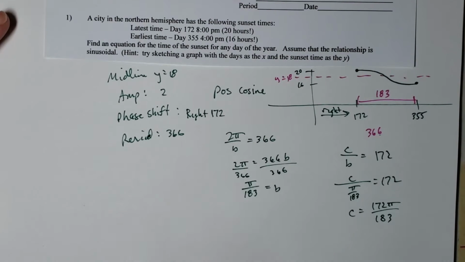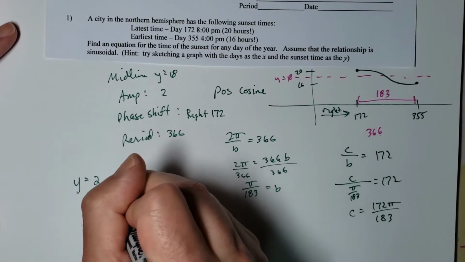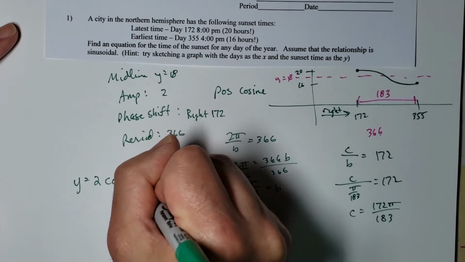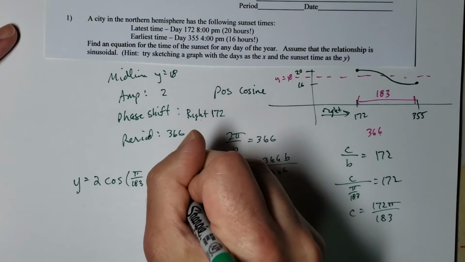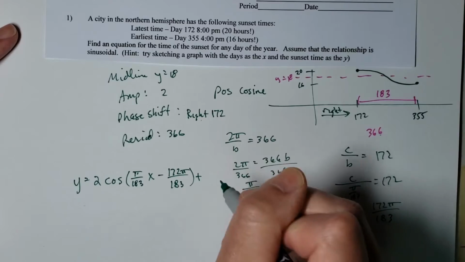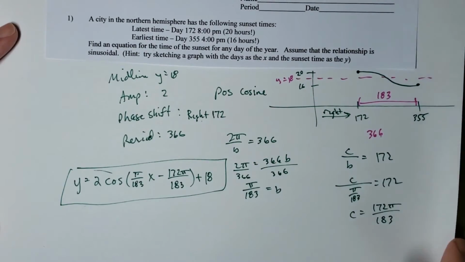So now we can just write our function. We have a positive cosine, amplitude of 2, so it's y equals 2 cosine of pi over 183 x, and move to the right, so this is minus 172 pi over 183, plus the midline, which was 18. All right.